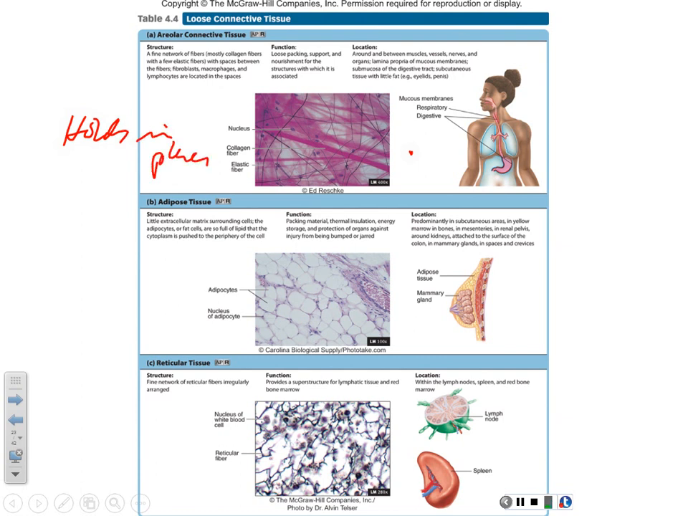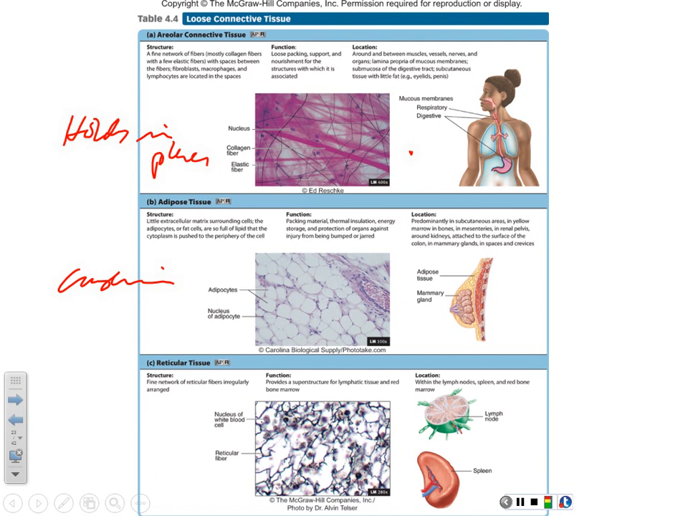Okay. And then adipose tissue, like we said, cushioning, energy store, all right, found in the breast tissue, found in the eyeballs, found around the kidneys, around the heart, for protection, right? Okay, so this kind of cushions and protects, all right?